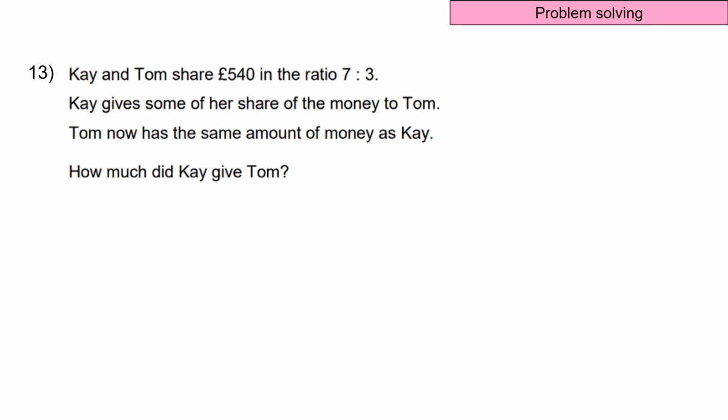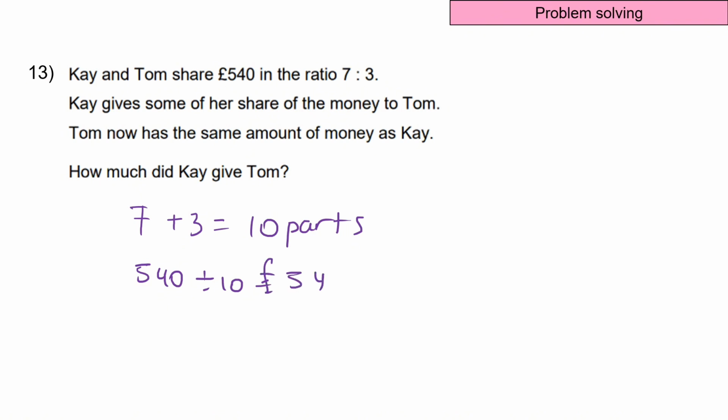Okay, two friends are sharing £540 in a ratio of 7 to 3, Kay and Tom. Kay gives some of her share of the money to Tom. Tom now has the same amount of money as Kay. How much did Kay give Tom? Okay, so what we have is 7 to 3, so that's 10 parts. So 540 divided by 10 is going to give you £54 for each part.